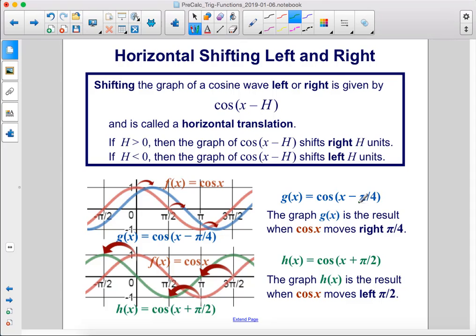So if h is positive, it will look like x minus h. If you're moving to the left and h is negative, it'll turn into a plus sign because that's x minus negative pi over 2. So that becomes x plus pi over 2. So here you can see we've moved to the left by pi over 2 units.